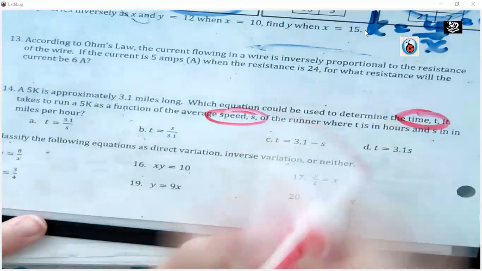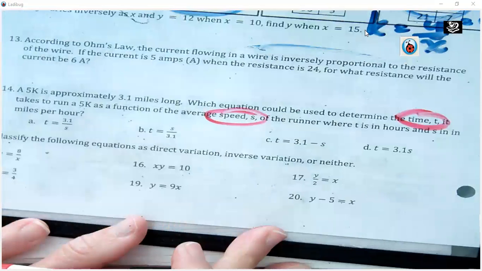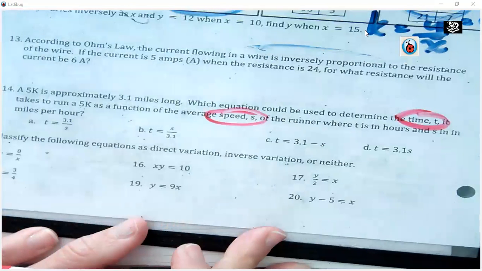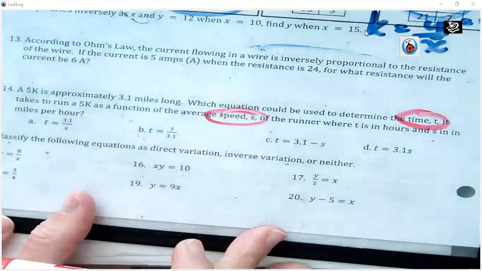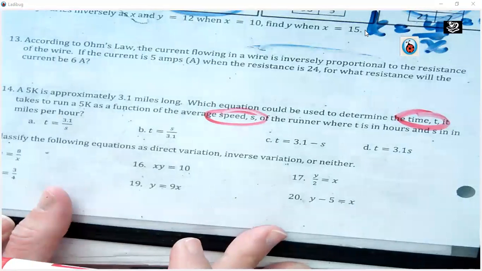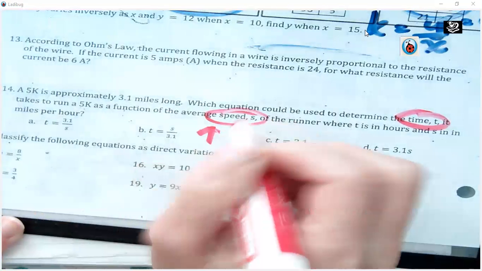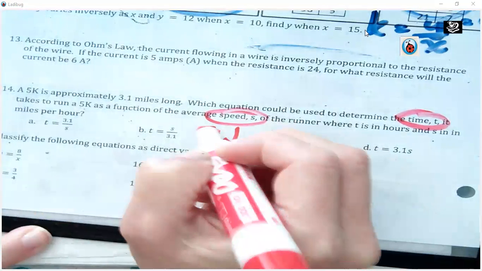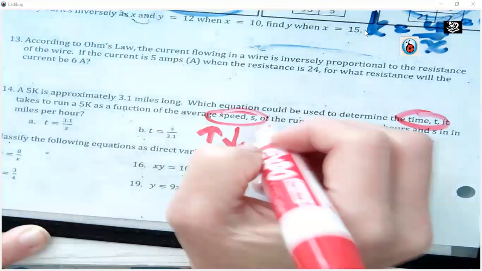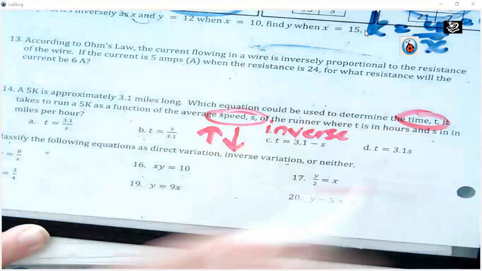When you're running a race, are time and speed directly related or inversely related? Here's how you figure that out. What happens as your speed increases? What happens to the time it takes you to finish? It decreases. As one goes up, the other goes down. That is inverse.